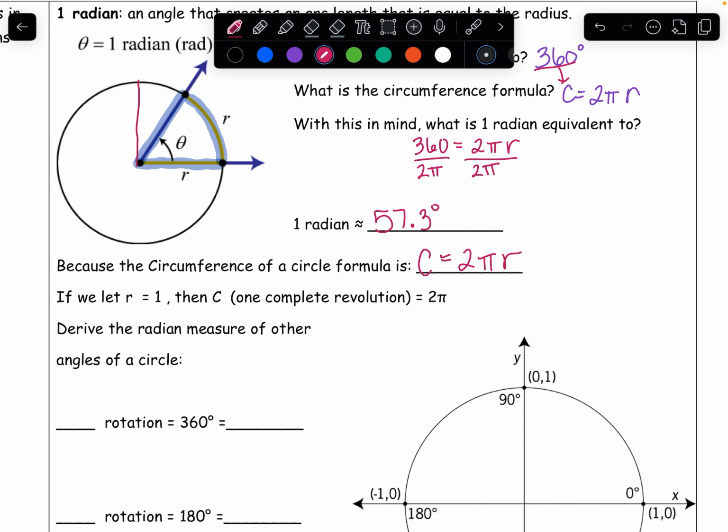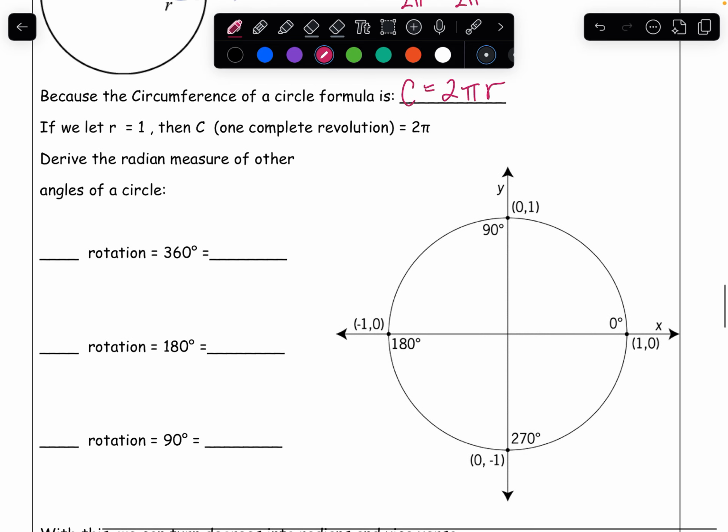Now, because the circumference formula is C equals 2 pi r, if we let our radius be 1, then the circumference of 1 complete rotation is 2 pi. So we're going to use this to find some angle measurements. The reason we're doing radians is that a lot of the time you'll use radian measurements in calculations. You won't always use degrees.